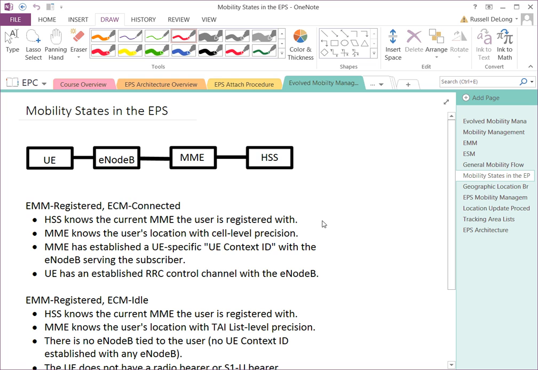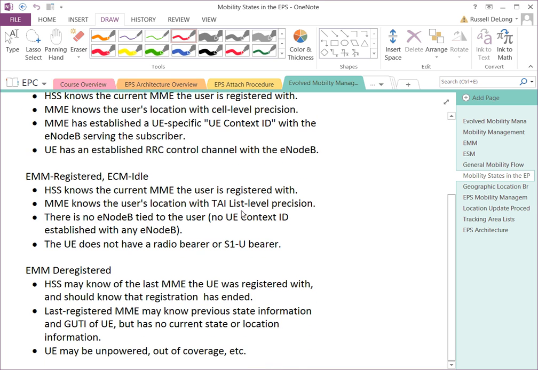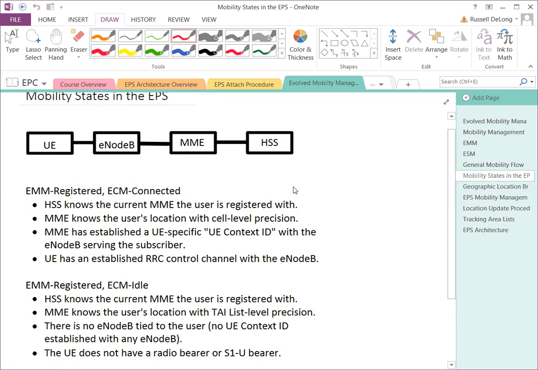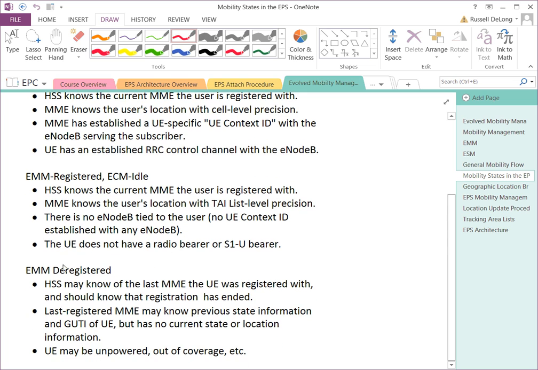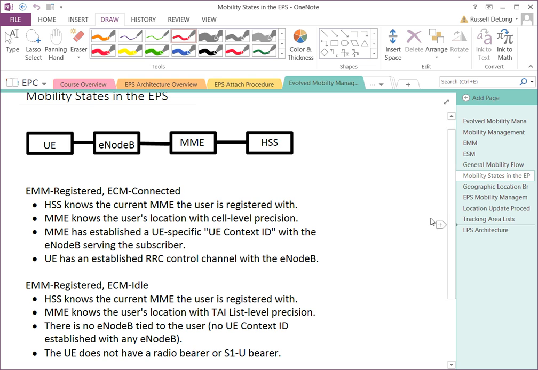So, mobility states in the evolved packet system. I just wanted to break down the three states that the user can be in. Even though ECM is a substate of EMM, there are really only three possibilities if you break it down. It's impossible to be EMM deregistered but ECM connected. So at the most connected level, the user is EMM registered and ECM connected.